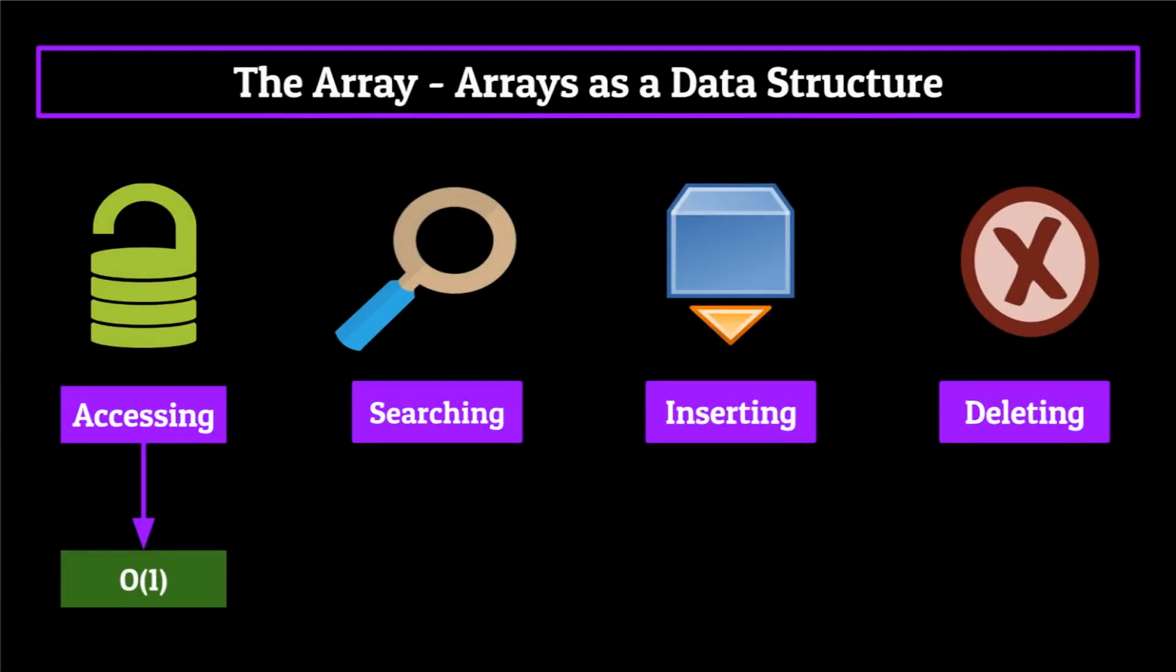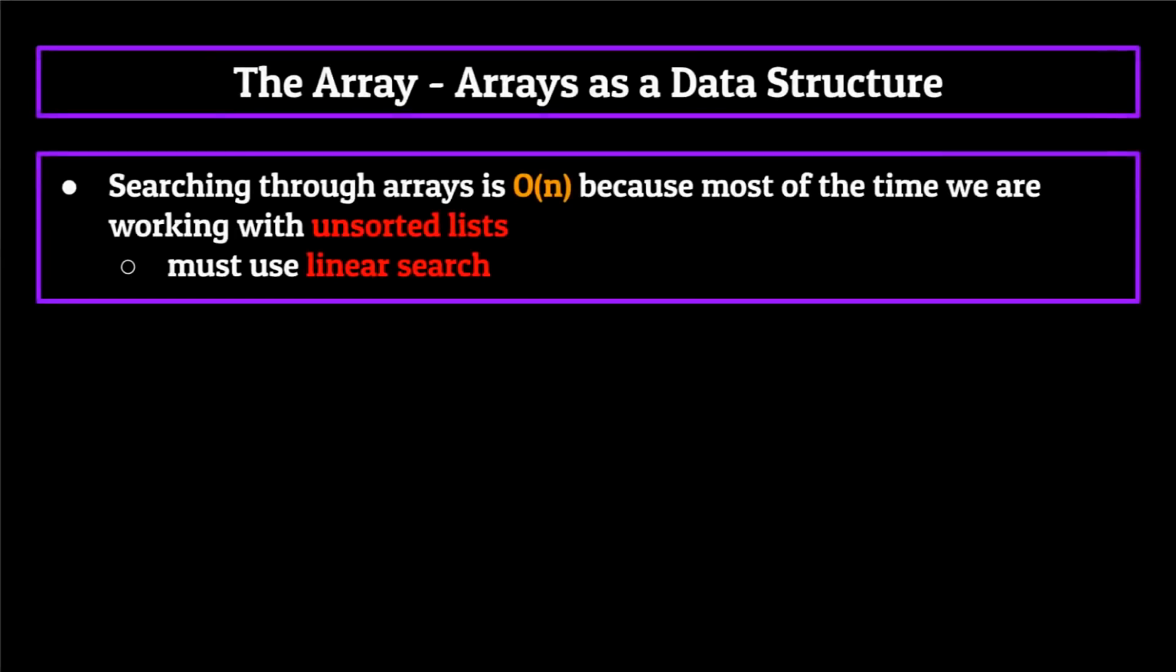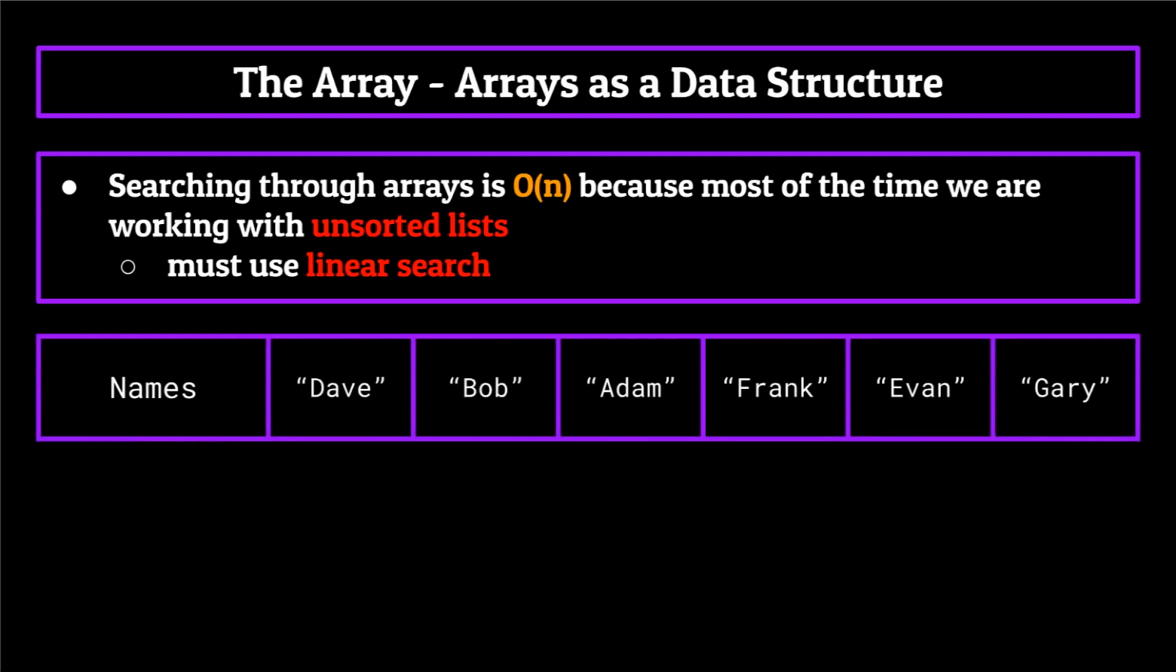Next up, searching through an array is O of n. This is because, for the most part, you will be working with unsorted arrays, those being arrays which are not in alphabetical, numerical, or some sort of quantifiable order, meaning that to find an element within the array, you may have to search through each element before you can find it. This is known as a linear search, and if you want to know more about it, click the card in the top right corner and it will take you to that section in our Introduction to Programming series. A link will also be provided in the description below.